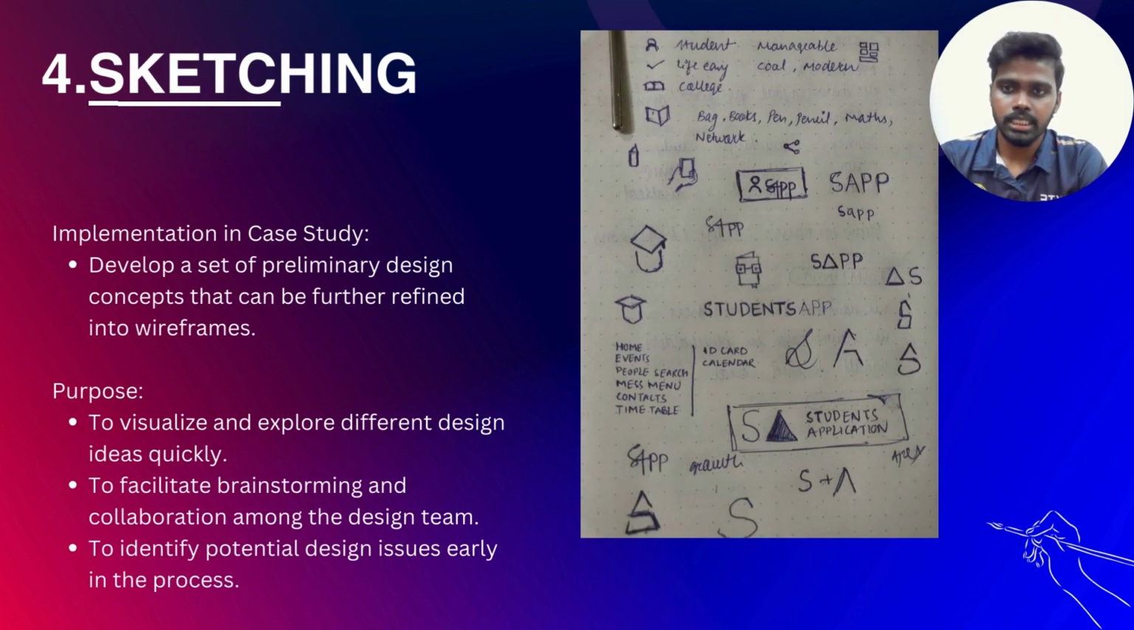The fourth one is sketching. So the sketching implementation in the case study developed a set of preliminary design concepts that can be further refined into wireframes. The purpose of that is to visualize and explore different design ideas quickly, and to facilitate brainstorming and collaboration among the design team. And the last one is to identify potential design issues early in the process. So these are examples of the sketching of this case study.